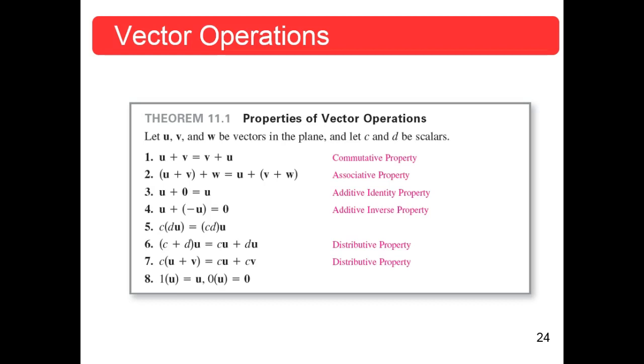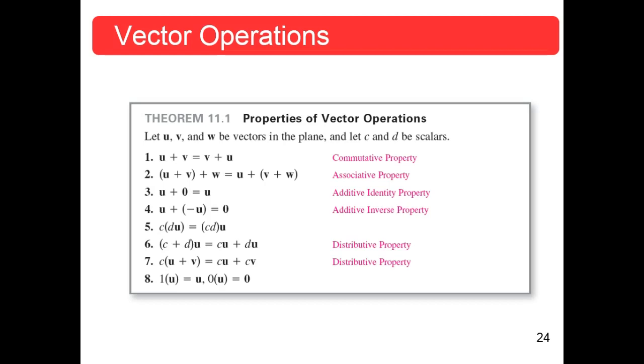The third one, if you add u to the zero vector, remember zero can be a vector, and we're in the plane now, so that would be a two-dimensional vector, (0, 0), okay? Add u to that, and you still get u. That's the additive identity property of the zero vector. In fact, that's probably one of the few reasons we even have a zero vector, so we'll have that property.